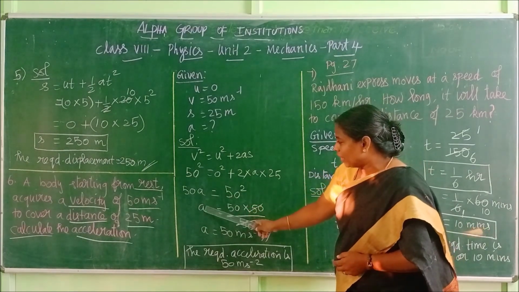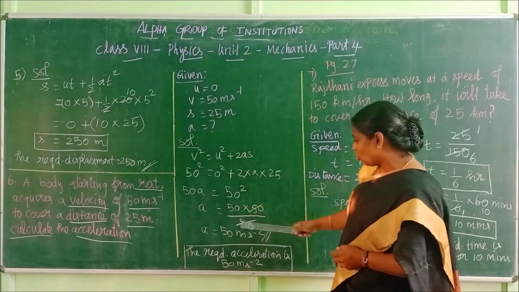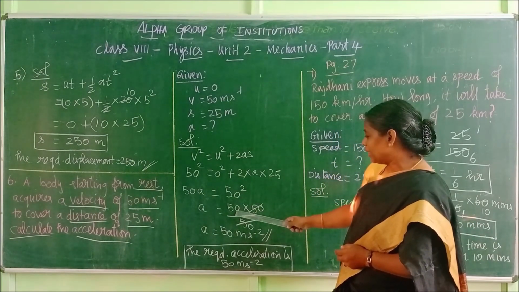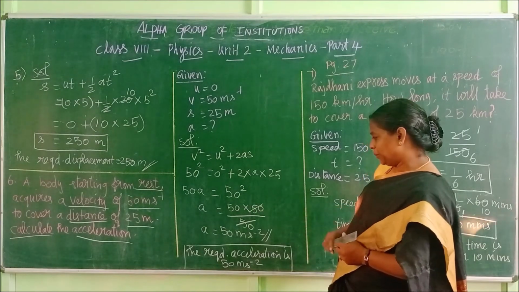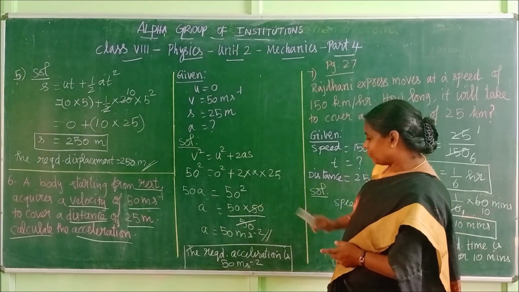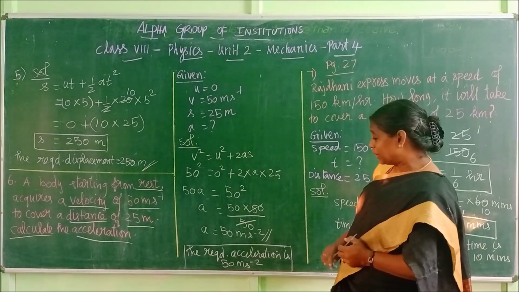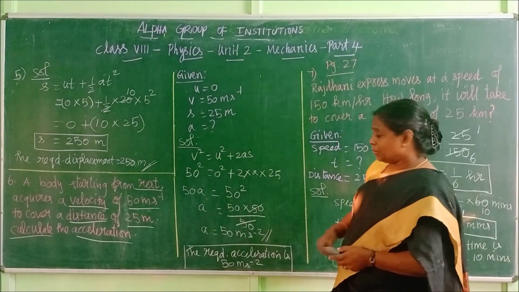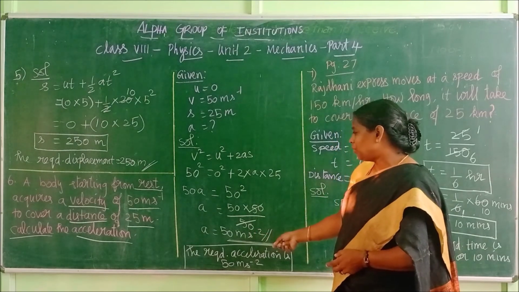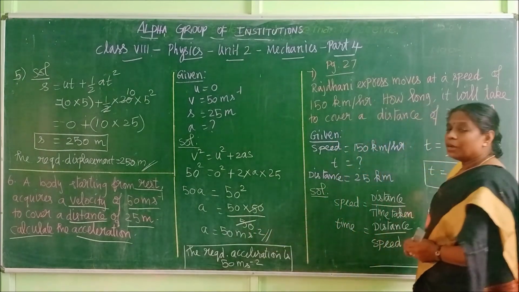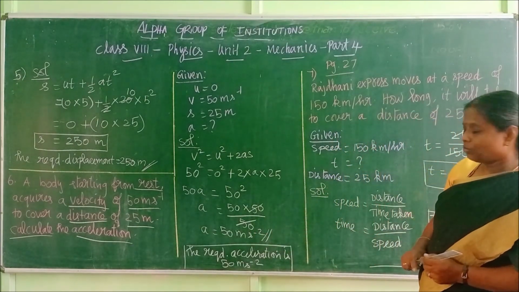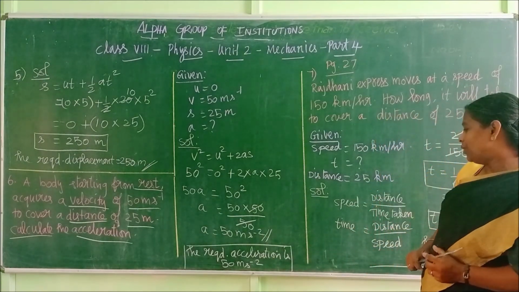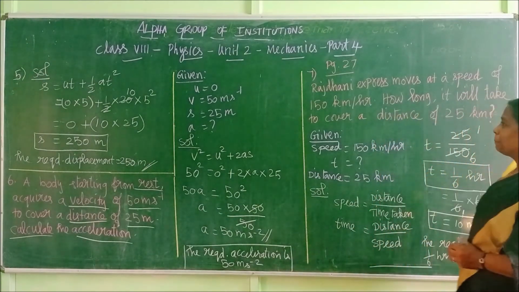So a alone I need, 50 in multiplication goes down, right? And this is 50 square, so I am writing it as 50 into 50. So the 50 and another 50 on the numerator will get cancelled. So remaining answer will be 50. Acceleration is equal to 50. What is the unit? Meter per second square. Okay. So what is the answer? The required acceleration is 50 meter per second square.